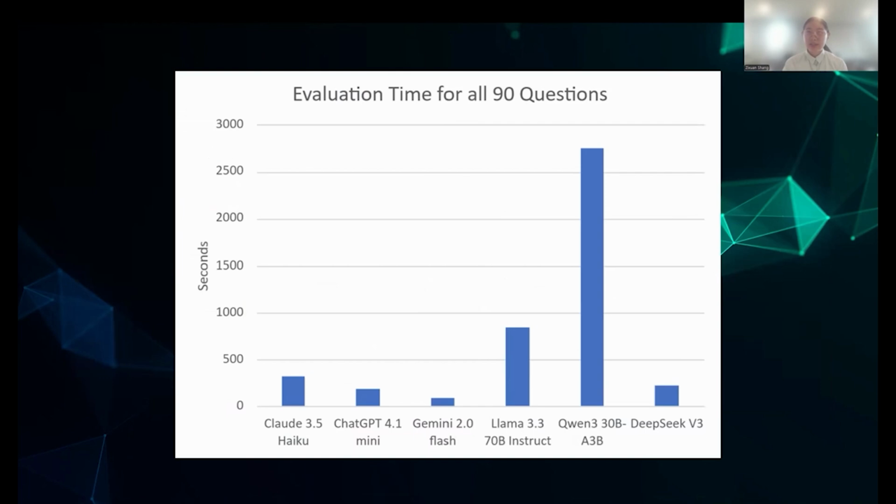So here's the evaluation time for all 90 questions. Qwen 3 had the highest evaluation time, while Gemini 2.0 Flash had the lowest evaluation time. Combined with Qwen's very low accuracy compared to all the other models, this means that it probably has some systematic issues that need fixing, and you should probably not use Qwen.